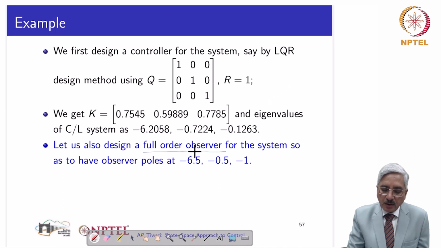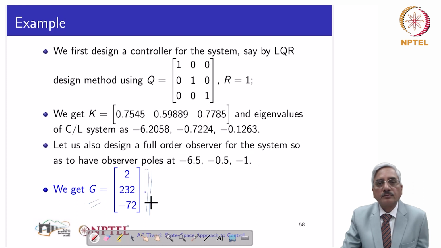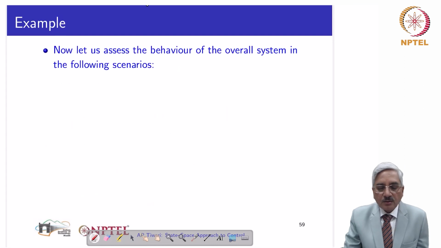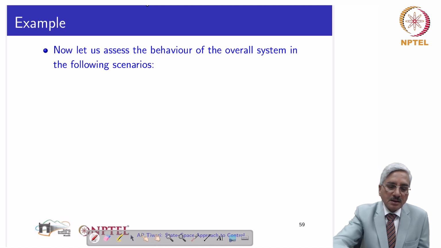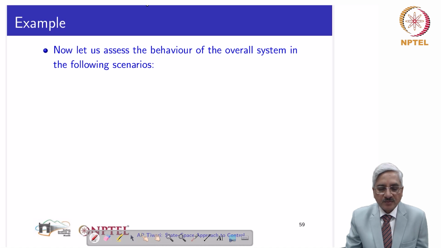And we also design a full order observer for the system to have the observer poles at these locations. And thus we get the observer gains G as this. You can do the design and cross check that you get this G. And now we are going to analyze the overall system behavior, in which instead of state feedback, the feedback will be that of the observer states, and the state feedback gain will be used along with the observer states.